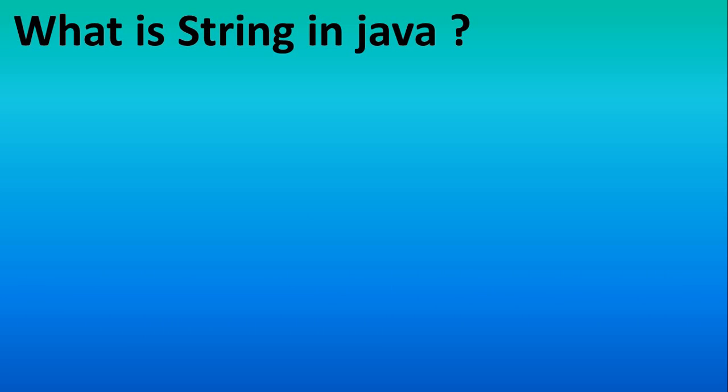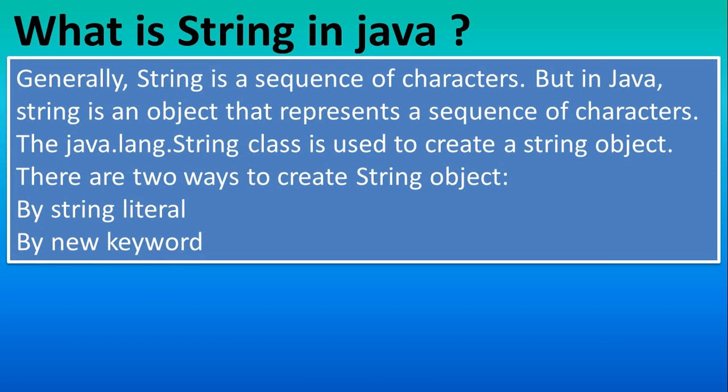What is a string in Java? Basically a string means a sequence of characters, which I already told you at the beginning of the tutorial. But in Java, a string is an object that represents a sequence of characters. So a string is nothing but an object also. The java.lang.String class is used to create string objects, and there are two ways of representing a string. The first one is by string literal, and the second one is by the new keyword.